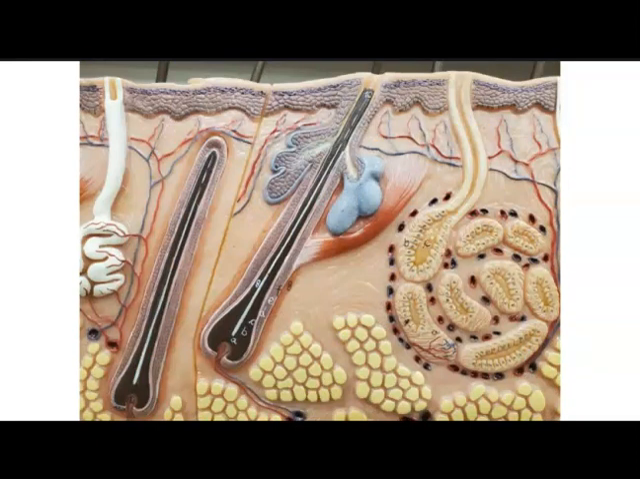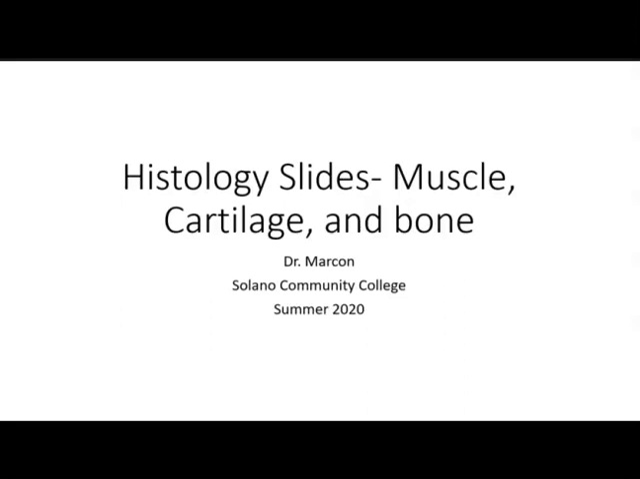Okay, and just another picture of the integumentary system with the different layers and different structures and appendages. And that's it for connective tissue proper, as well as integumentary system. Let me go over the slides for cartilage, muscle, and bone. So here's the PowerPoint on muscle, cartilage, and bone histo slides.